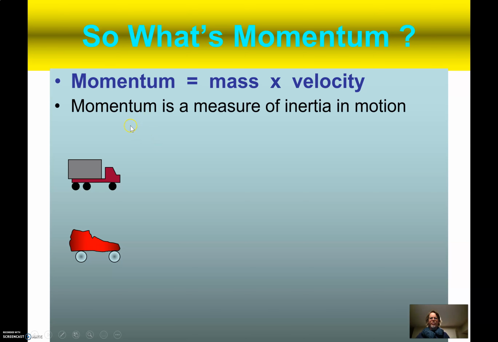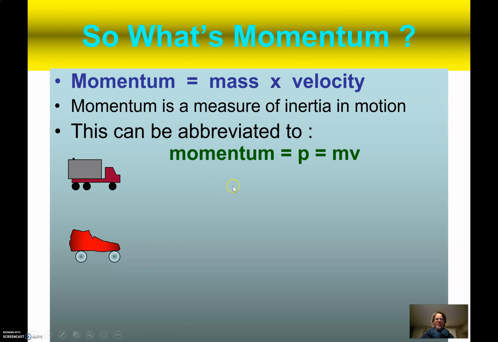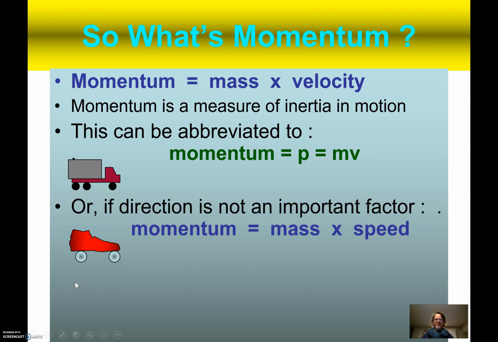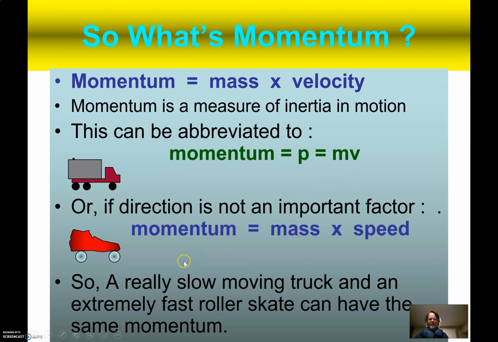Momentum is a measure of both the inertia, which is the amount of mass, and how fast the thing's going. It's a combo of the two. We use a P because M's for mass, V is for velocity. P is silent like in momentum, but lowercase p is what we use for momentum. If the direction is not a big thing, you could just do mass times the speed, but in reality, momentum is a vector amount, and it is in the direction of that velocity.